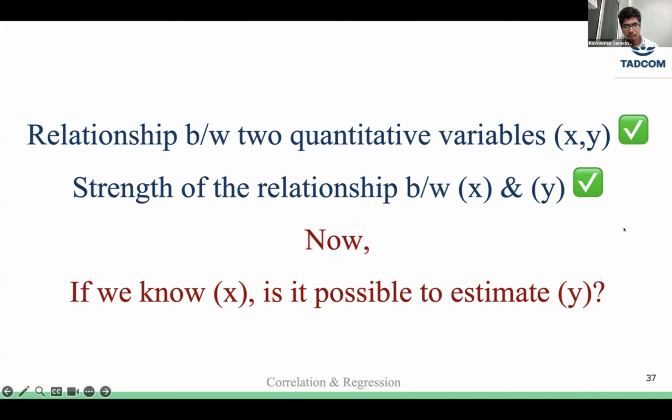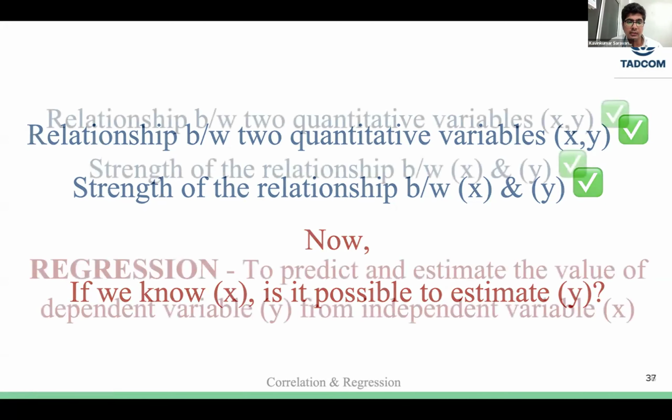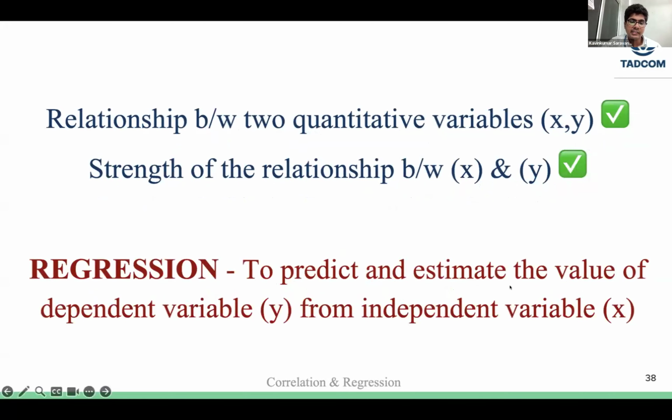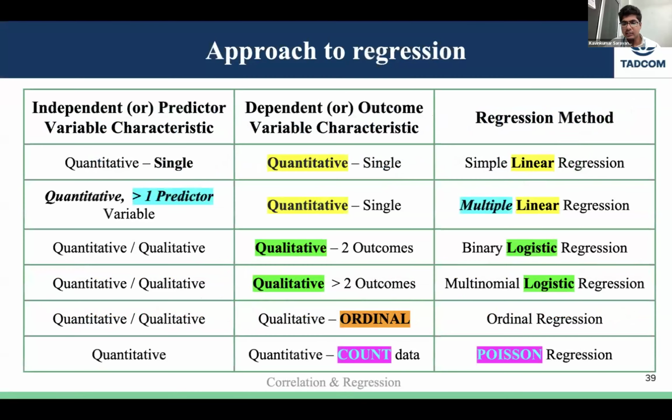Any idea? Regression. Yes. So that brings us to the topic of regression. By regression, we can predict and estimate the value of the dependent variable from the independent variable. So this is the only table that you need to take home today. Of course, everything is available in the software, but the only thing you need to know is which technique you need to employ in the software before doing the regression. So in this, we have given two columns, that is dependent and independent.